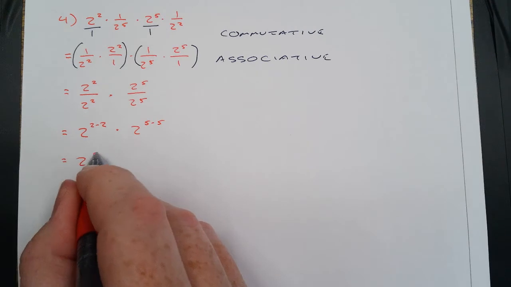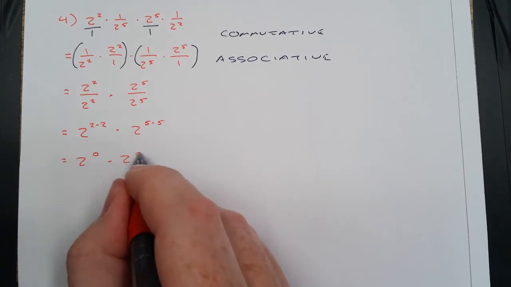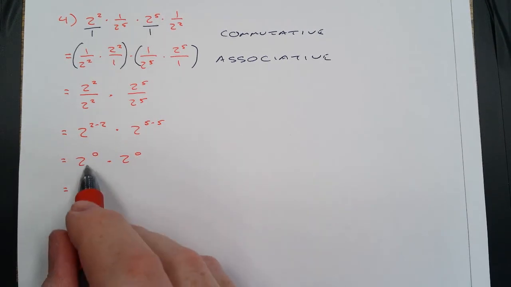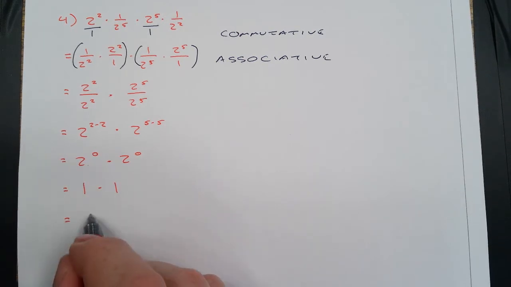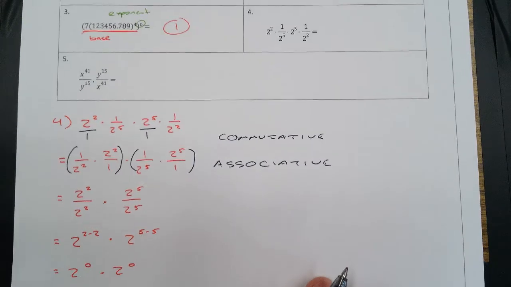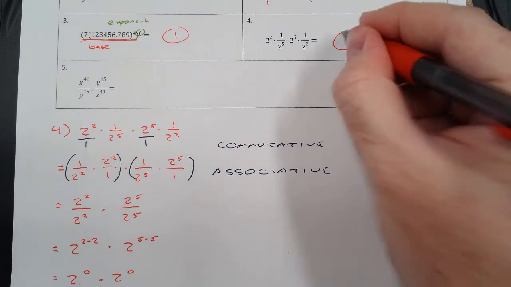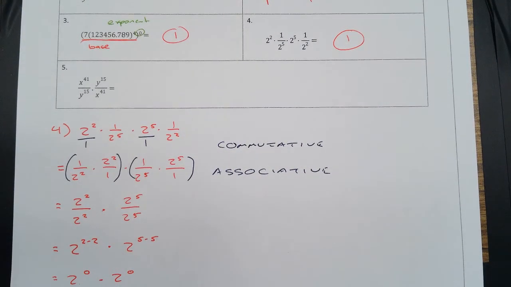That gives me 2 to the 0 times 2 to the 0, which is, remember, anything to the 0 is 1, so I get 1 times 1. 1 times 1 is 1. So number 4 also is just 1. I wonder what number 5 is going to be.